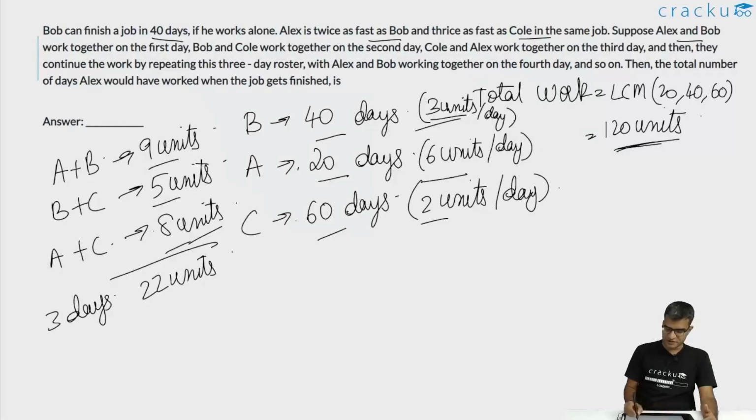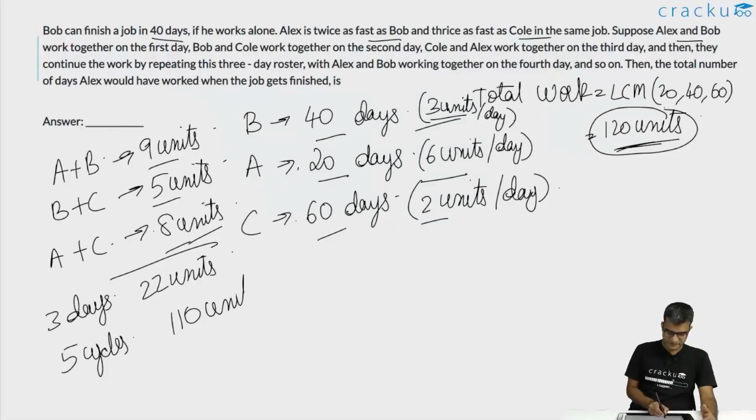The total work that needs to be done is 120 units. So after 5 such cycles, the total work that will be completed is 110 units. So 15 days have elapsed. This is 3 into 5. And in 15 days, they do 110 units of work.